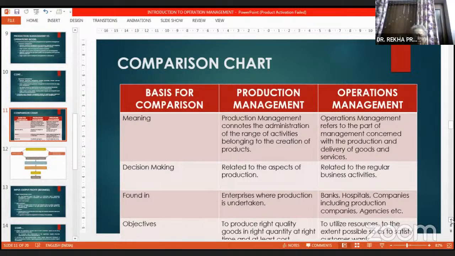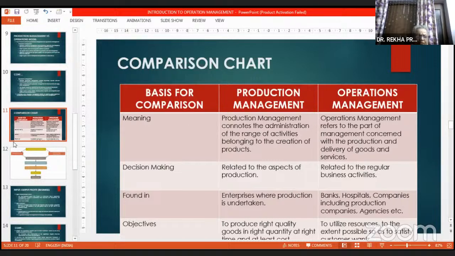So these are the basic differences. Initially we were talking more about production management, how to produce things. But then we saw that if you make it wider, it also involves, even if you are taking services into consideration. So now we use the word operations management.